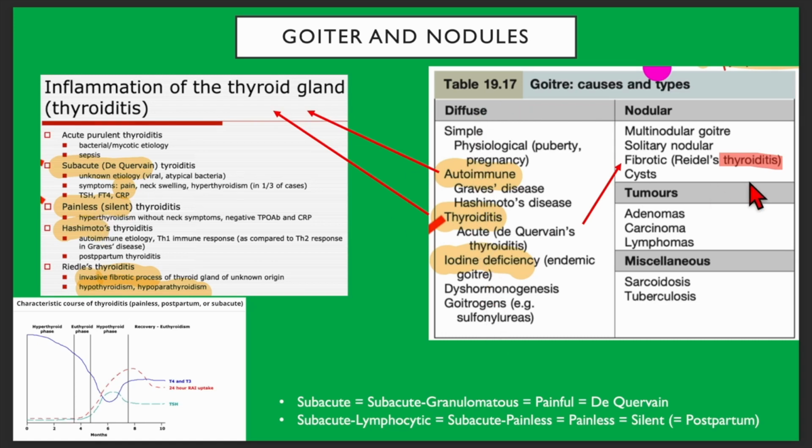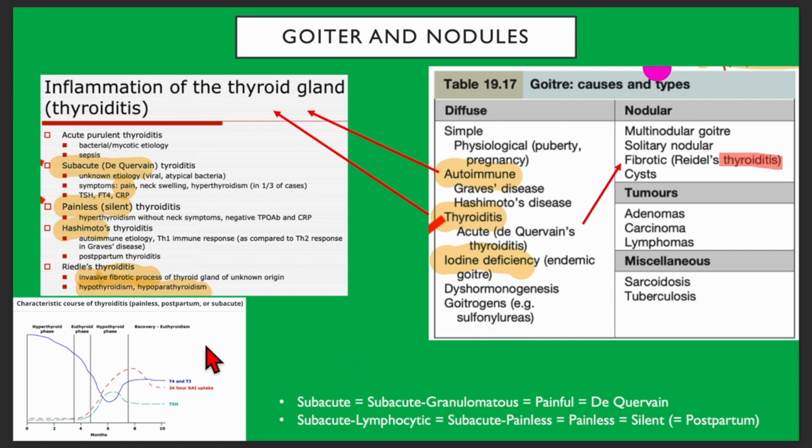One thyroiditis which is nodular is the Riedel thyroiditis, the fibrotic one. This is the only one that, for me, I consider diffuse, but it's classified as nodular. So if you do the thyroiditis, then you are pretty much done with most of the diffuse classifications.